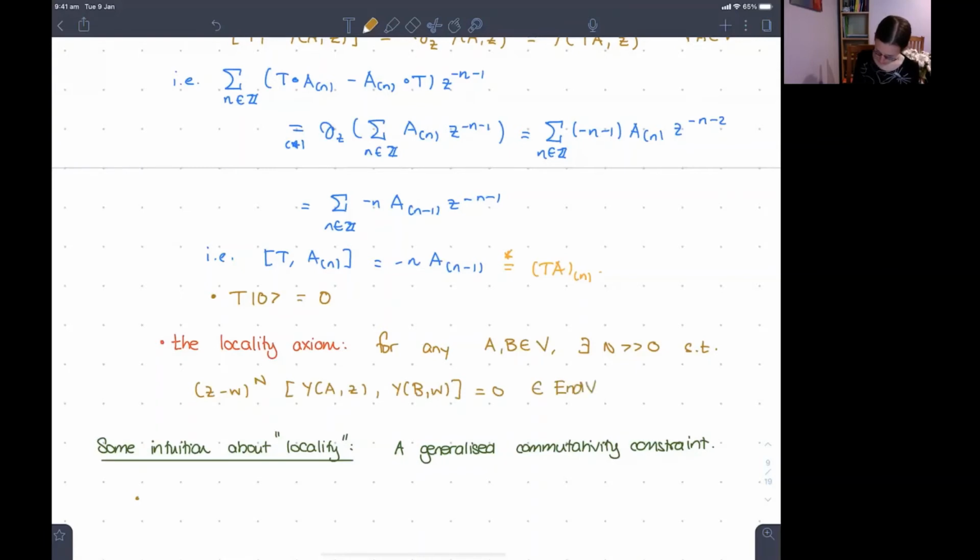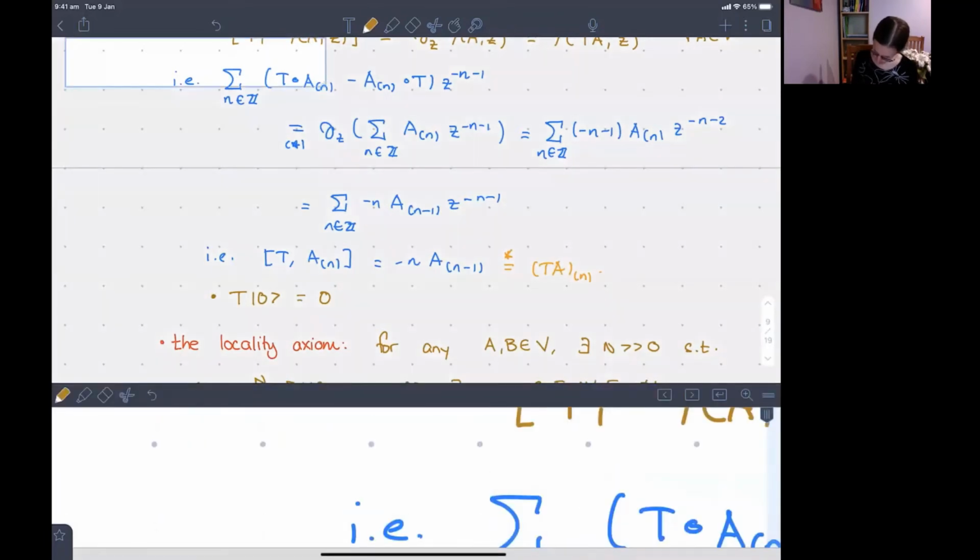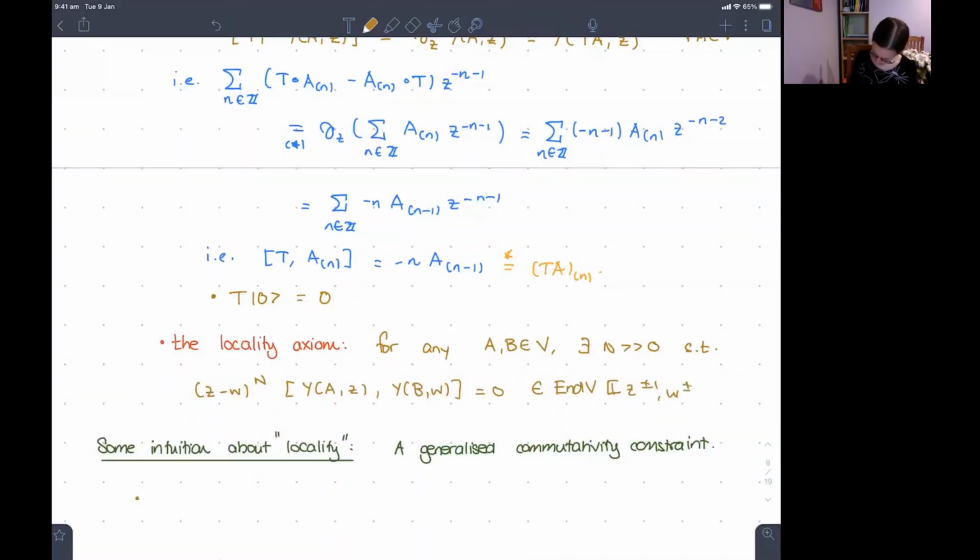as a formal sum with coefficients in endomorphisms in the variables z and w. Okay, so this is maybe the most confusing looking axiom at first. And so here I'm going to try to give some intuition about it.